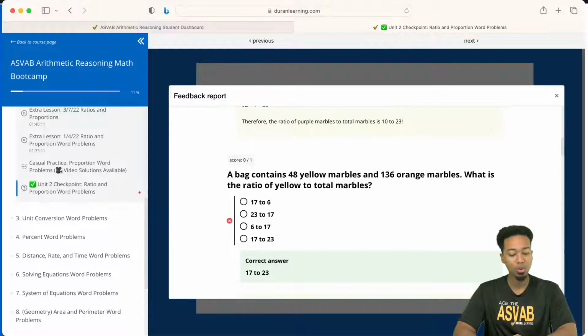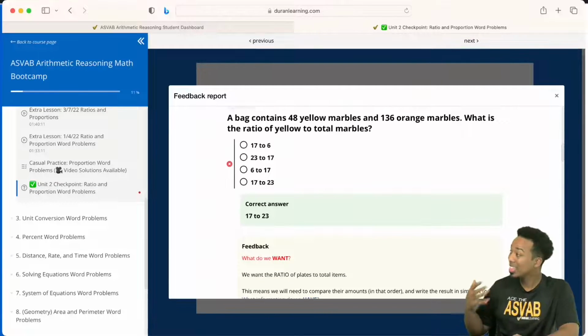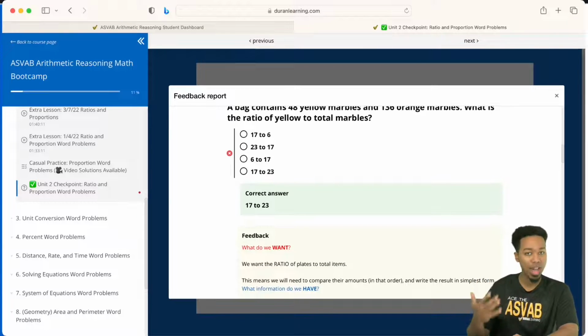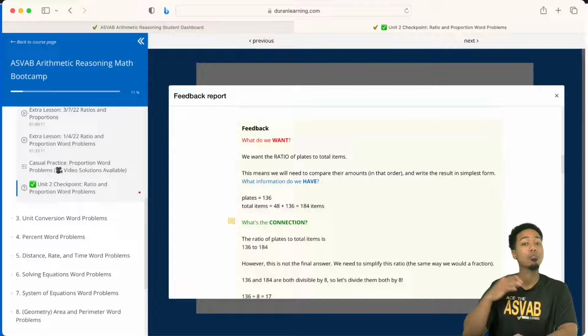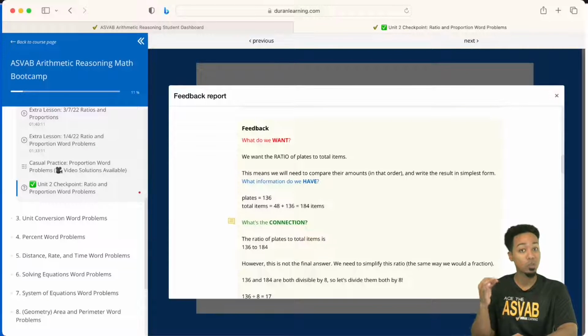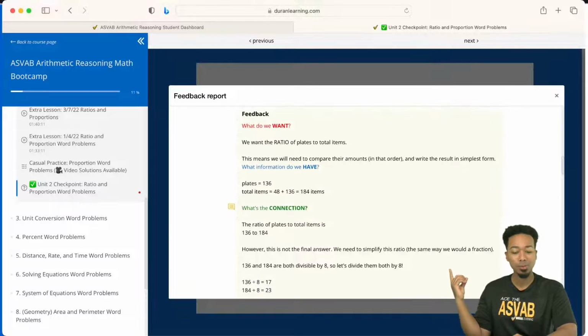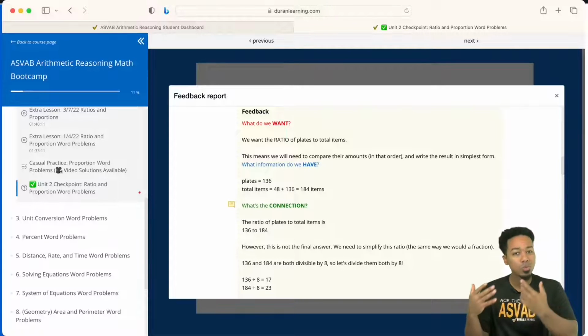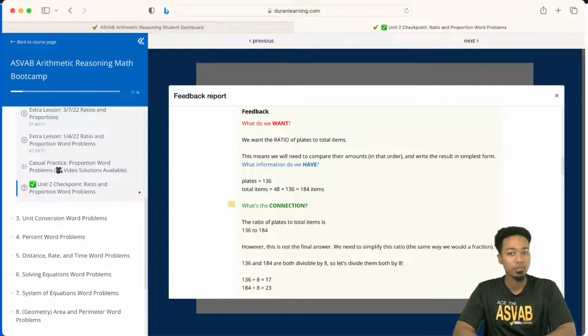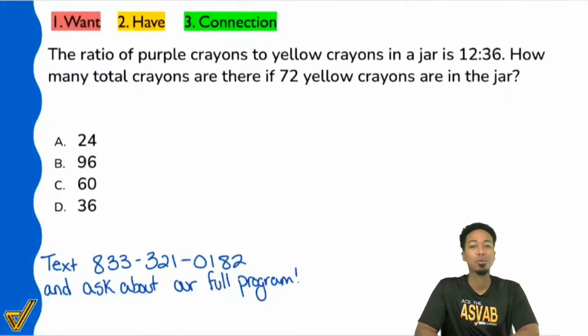So I want to make sure that you understand what this means in terms of your practice, because every time you reset this practice test, you're going to have a brand new set of questions, but it's just the same. Every single question that you answer is going to have a step-by-step solution going through what do you want, what do you have, what's the connection, so you can really get that practice and raise your confidence. And again, that's all part of the program, along with every other feature that's available with it.